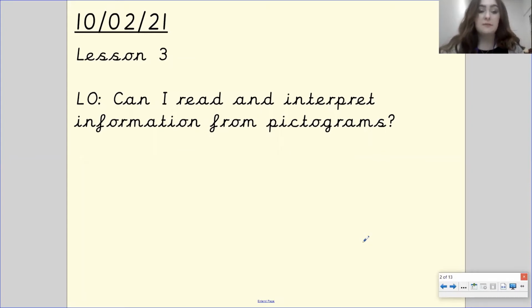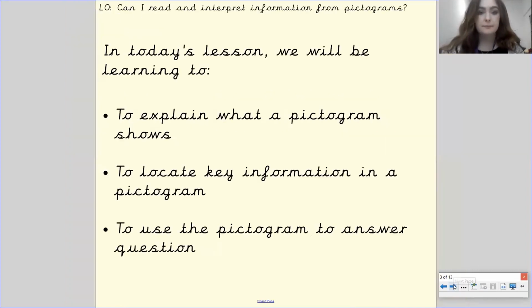And our learning objective for today's lesson is, can I read and interpret information from pictograms? So in today's lesson, we are going to be learning to explain what a pictogram shows, to locate key information in a pictogram, and to use the pictogram to answer questions.